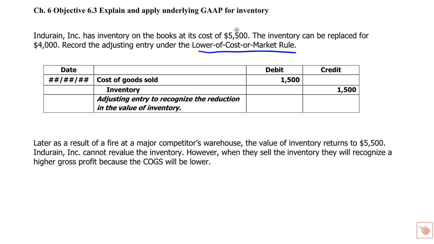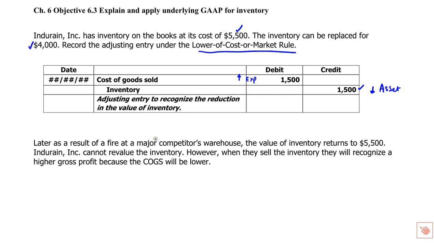So the example here, they have inventory on the books. Indurain Incorporated has inventory on the books for $5,500, and that inventory could be replaced for $4,000. So what they're going to do is adjust the inventory downward by crediting the asset. So this decreases the inventory asset. And we're going to increase the expense, which decreases stockholders' equity. But we're going to increase our expense and cost of goods sold. All right, so that's the lower of cost or market rule.